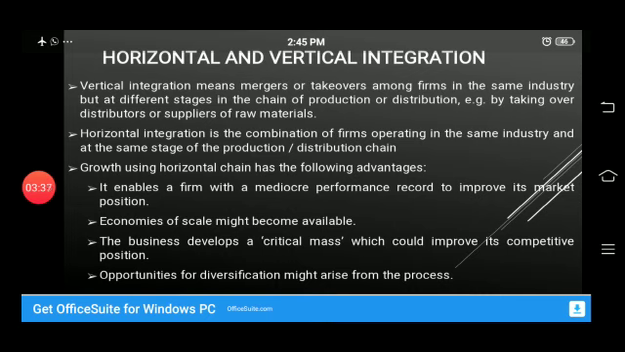Growth using horizontal integration has the following advantages. Number one, it enables a firm with a mediocre performance record to improve its market position. Number two, economies of scale might become available. Number three, the business develops a critical mass which could improve its competitive position. And number four, opportunities for diversification might arise from the process.